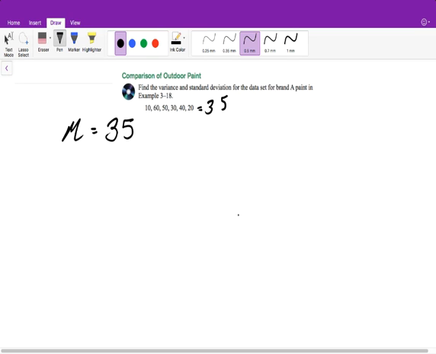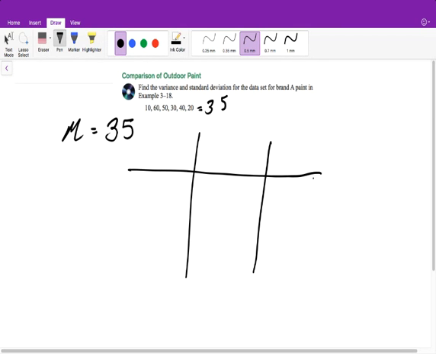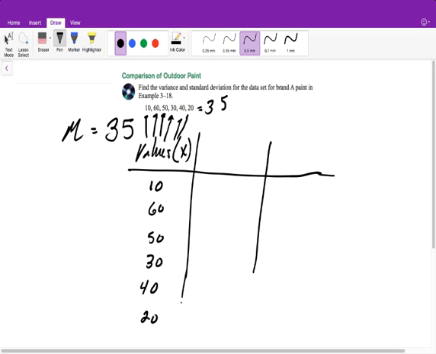Then we're going to create this chart, this table. In this first column, it's going to just be all of our values, and we're going to refer to these as X. And what that is, it's all of our values that we found to get our mean. So we would write this first. It doesn't need to go in any specific order, but 10, 60, 50, 30, 40, and 20. So the very first column is just all of our values that we're dealing with, X.